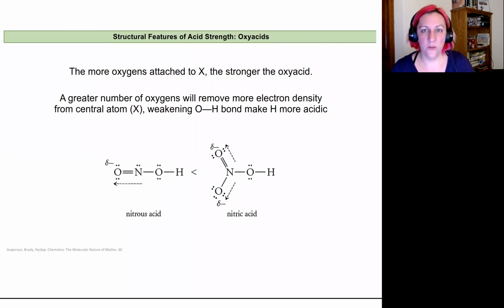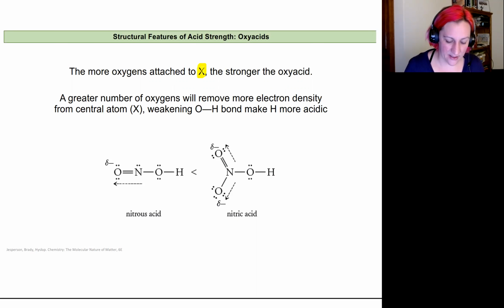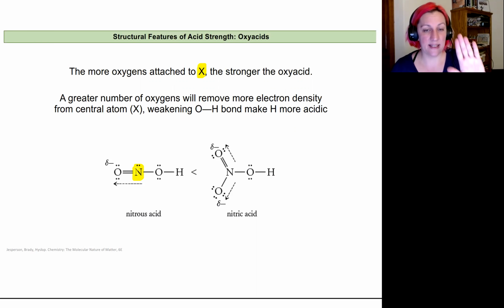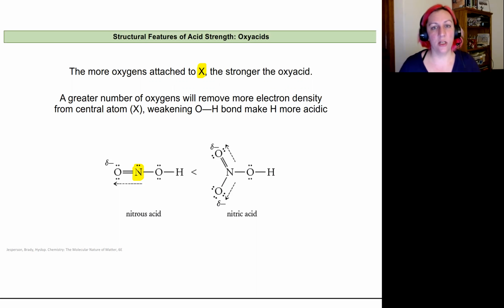But there is another feature of oxoacids that can increase their acidity, and that is the number of oxygens attached to that X atom. So we have a hydrogen bonded to an oxygen bonded to some other element, like nitrogen in this case. So here X is our nitrogen. Then, if that nitrogen is bonded to more oxygen atoms, they're going to be bonded to things that are pretty electronegative.